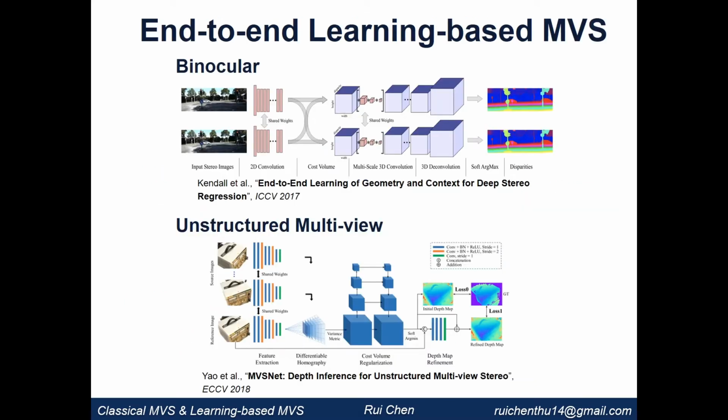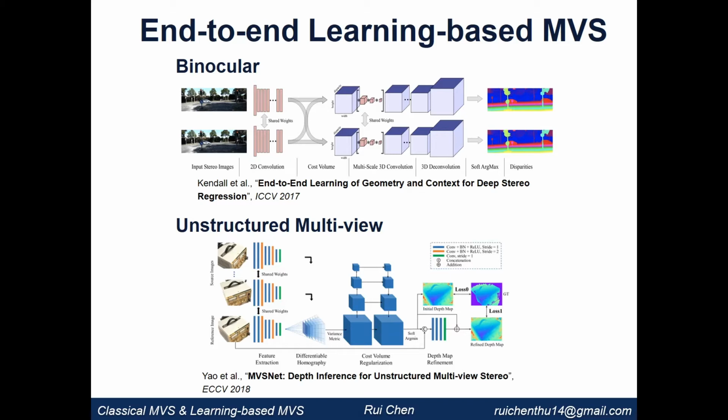The first end-to-end learning-based MVS method was proposed by Kendall in ICCV 2017. In this method, they build a cost volume and use 3D CNNs to predict the disparity between two rectified images. Therefore, the network can be trained end-to-end with supervision on the disparity prediction.